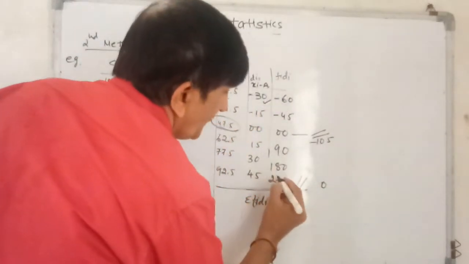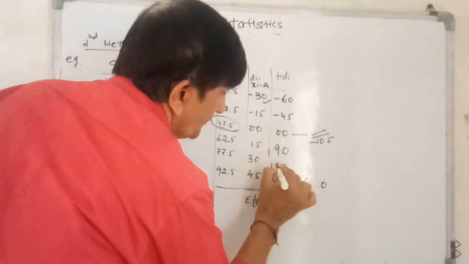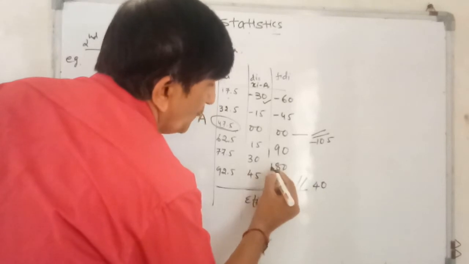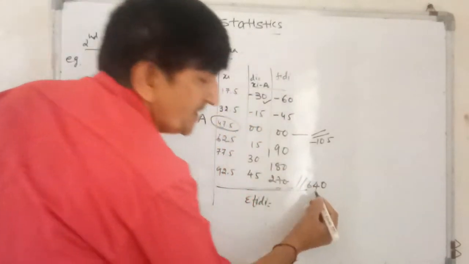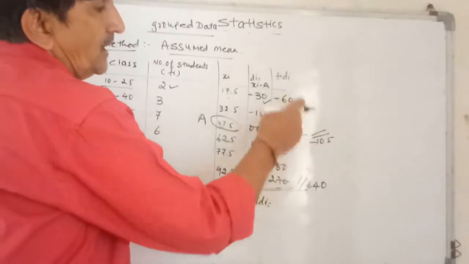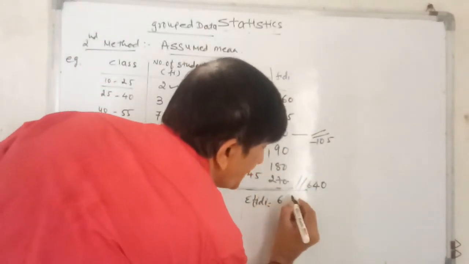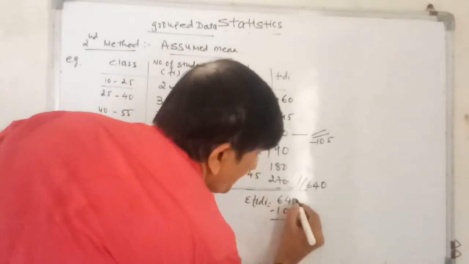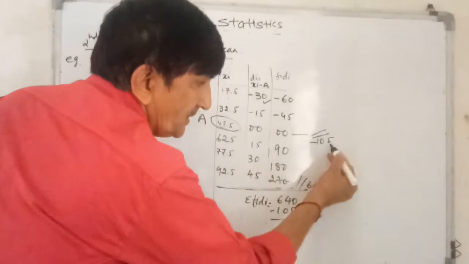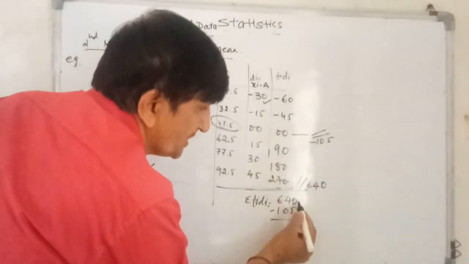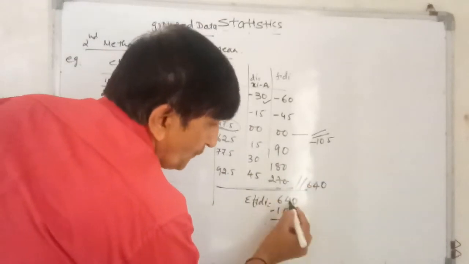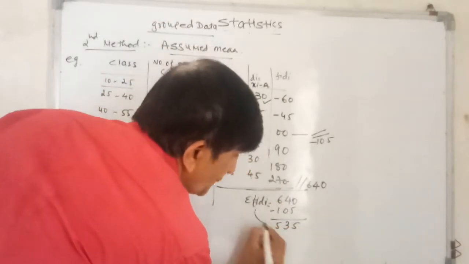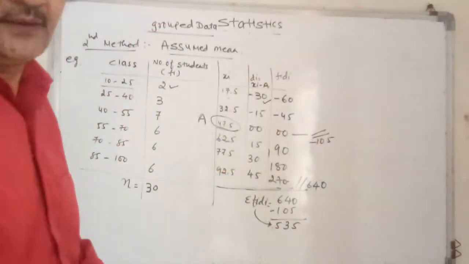Okay, and here it is 0, 24. So 4, 2 plus 2, 4, 5, 6. So it is 640 plus and minus 105. So here for sigma fi di, 640 minus 105. So it is 5, because this is positive and negative, so we have to do subtraction. 640 minus 105. So 5, okay, 3 and 5. So your sigma fi di is 535.